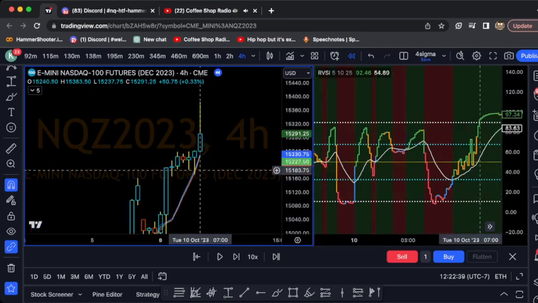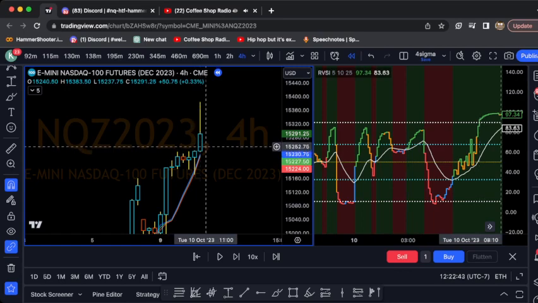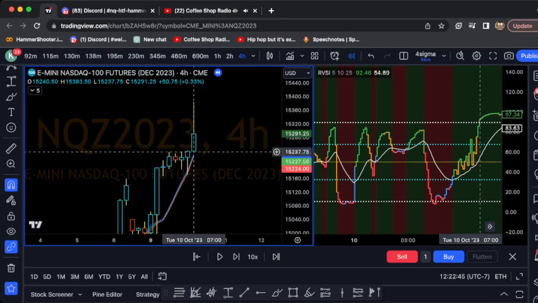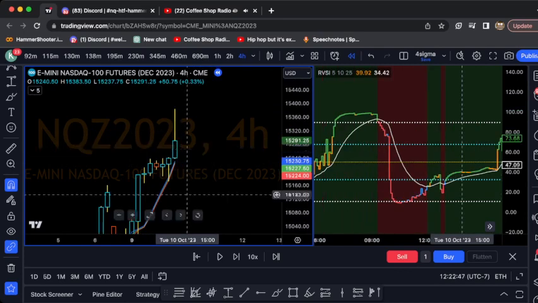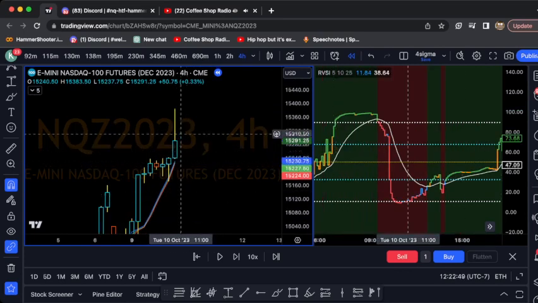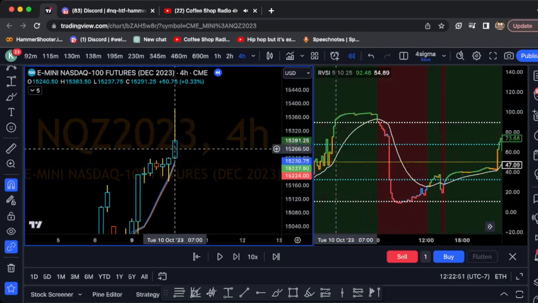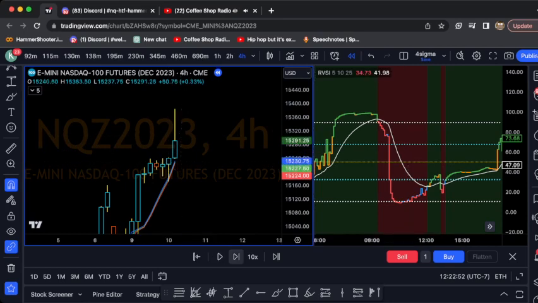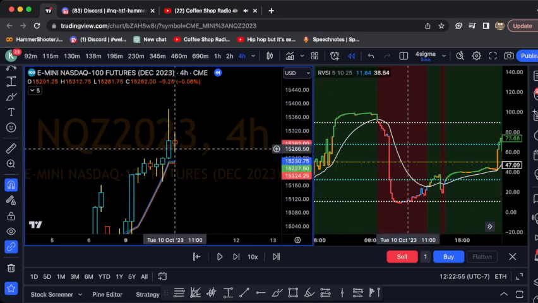Oh, that's crazy. So we had this alert at 7, and then we had another alert at 11 because this was a hammer counter shooter. But I mean, it's gonna be rough taking this one because we're stuck in the range. So you can see, you end up stuck. So this wasn't gonna be a good trade regardless.